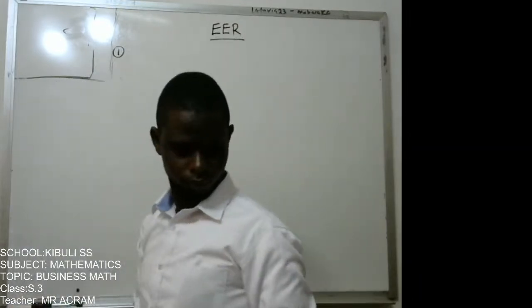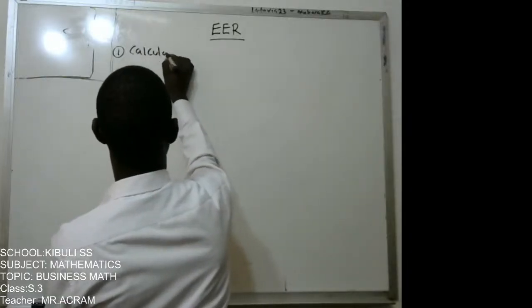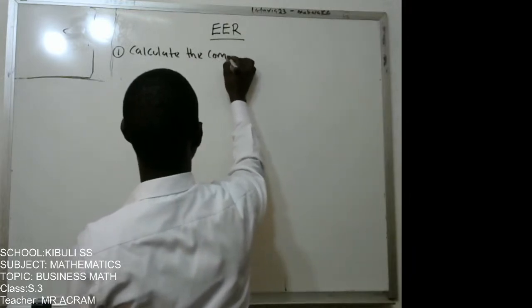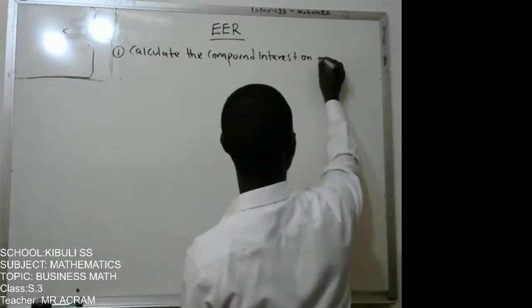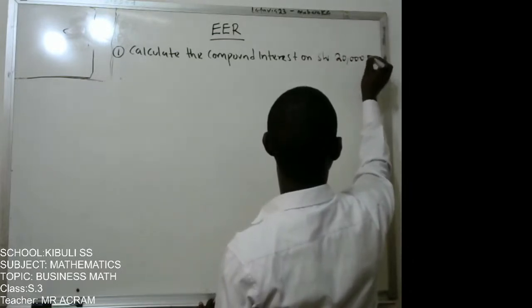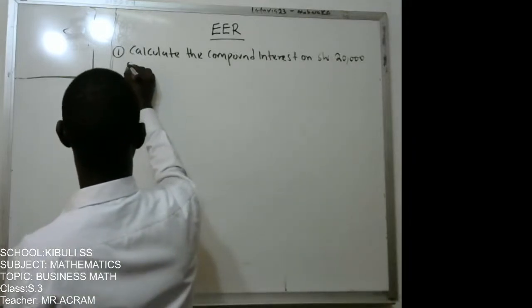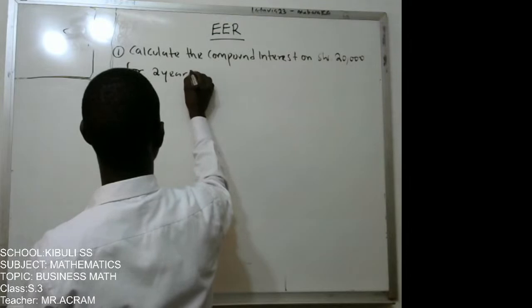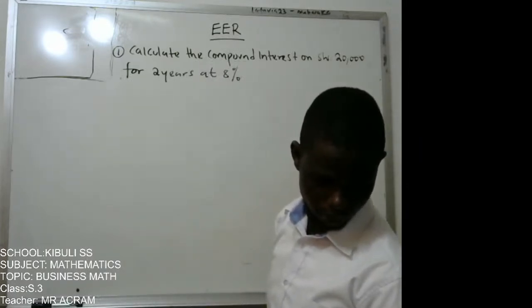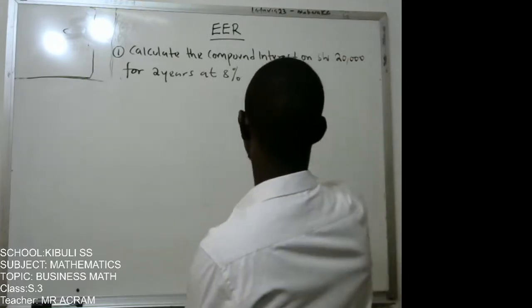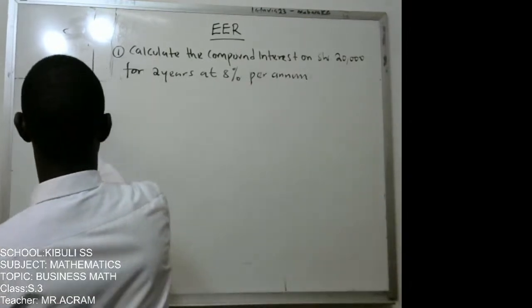Question 1. Calculate the compound interest on shillings 20,000 for 2 years at 8% per annum. That is the first question.